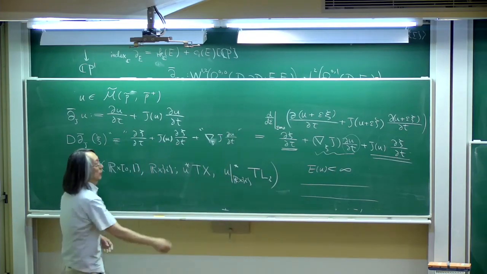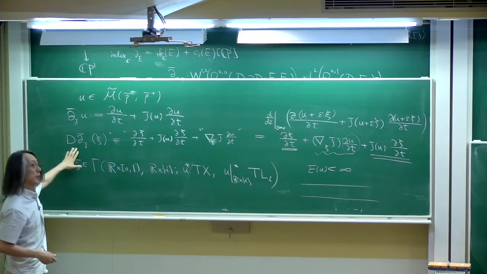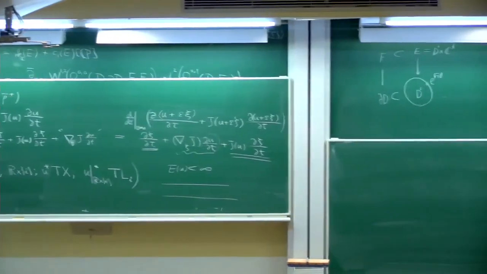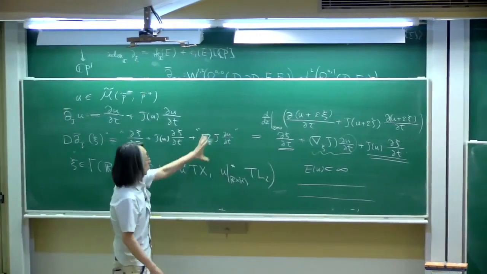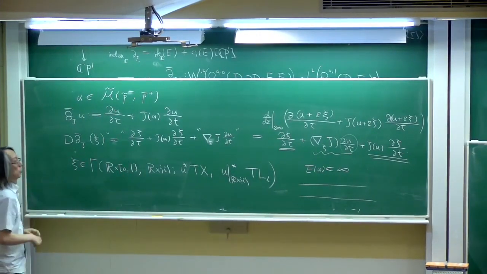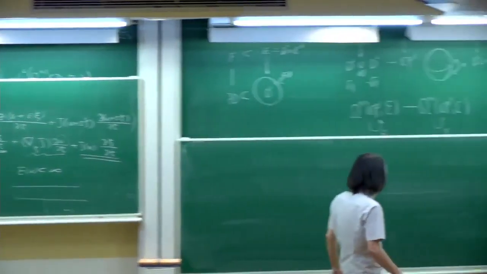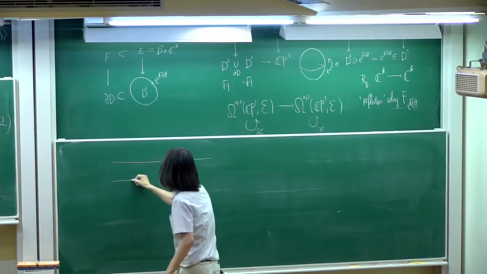We shouldn't really forget this for some purposes, like when you want to show whether this operator is surjective or not, and that depends on the operator. So in general, you cannot drop this. But for an index problem, certainly you can just drop this.